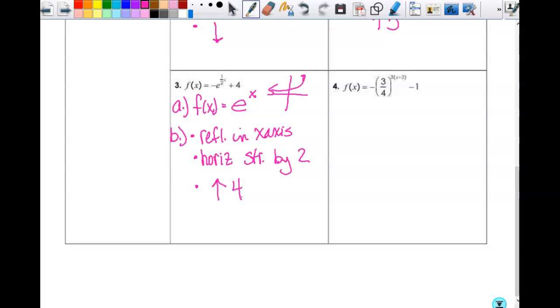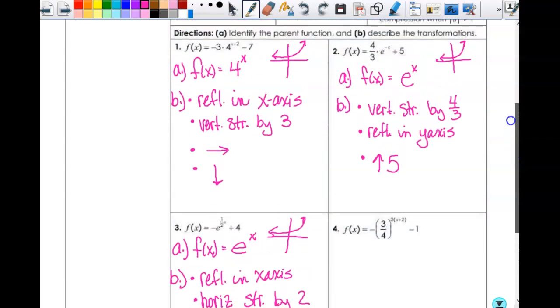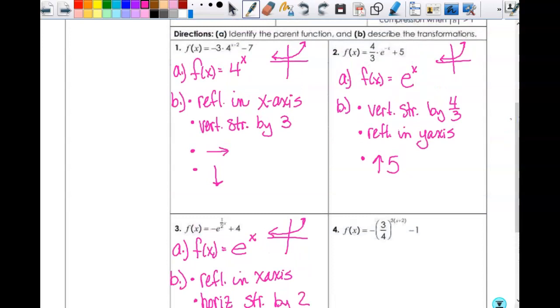Yes, ma'am. The negative is just the reflection. The base itself is just e. The base is e on both of these. You see that? And then this negative is that reflection right here. Does that make sense? Okay. Anything else? That's a good question.